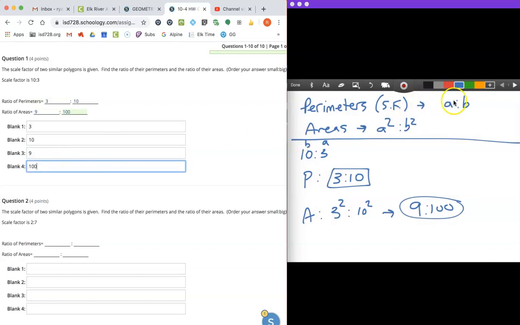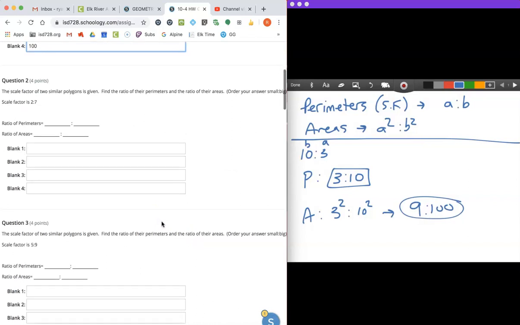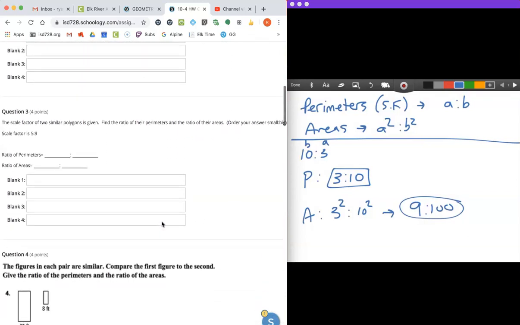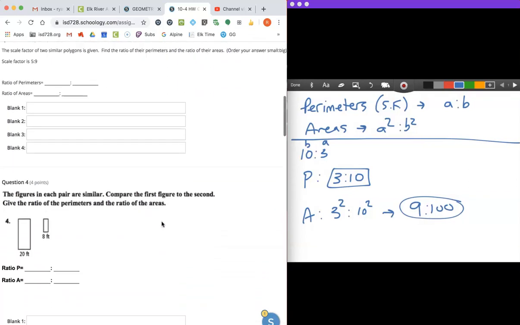So the ratio of perimeters is A to B, and the ratio of areas is A squared to B squared. The idea is, again, you don't double the area if you double the sides. You double the perimeter, but you don't double the area. So number 2 is the same. Number 3 is the same type of question, same directions.